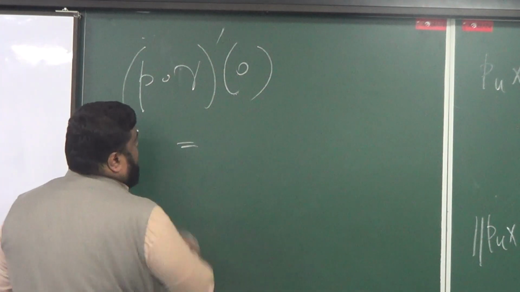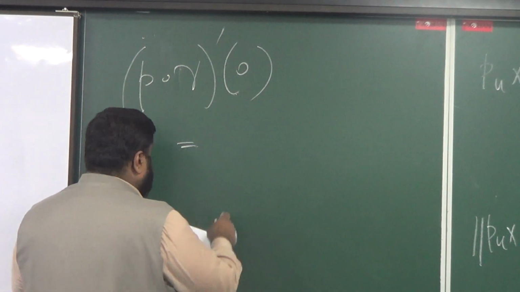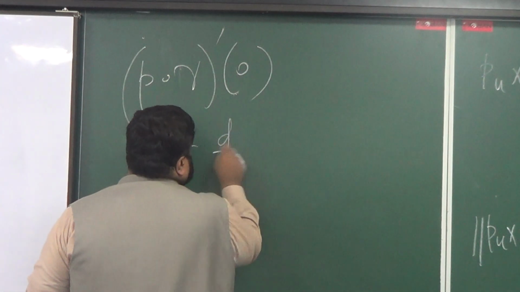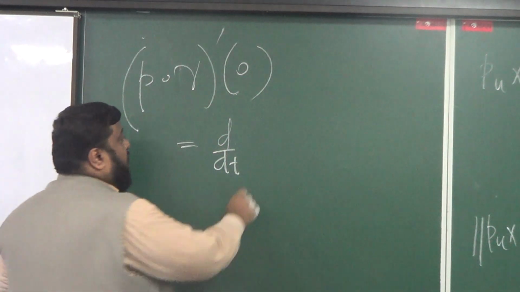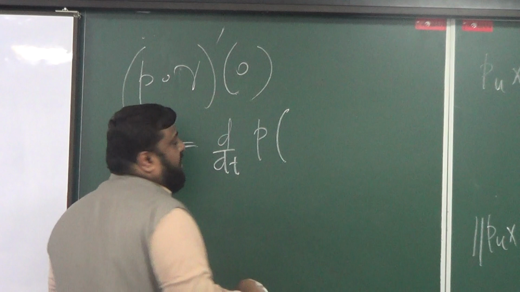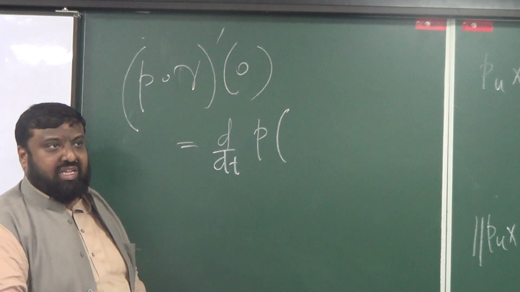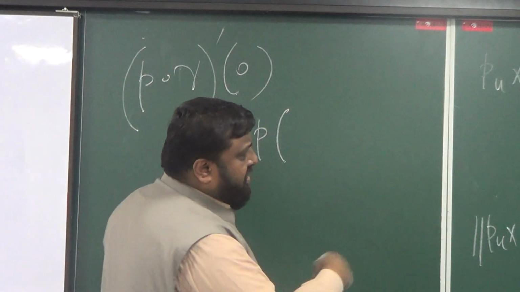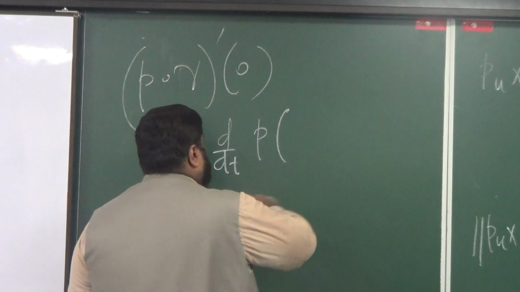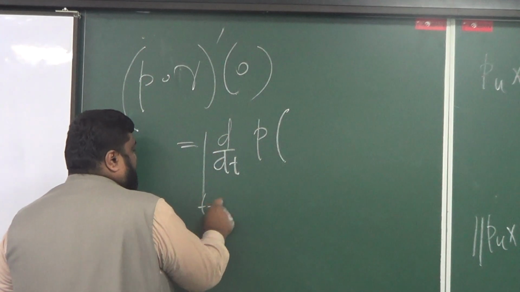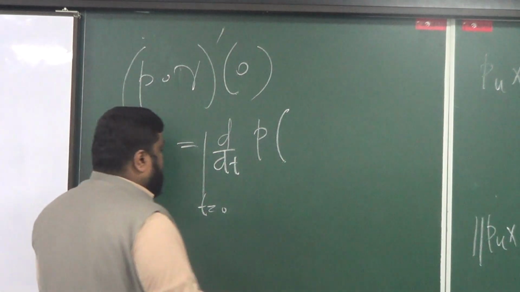So what would be p prime of gamma? The p prime of gamma can also be seen as the derivative with respect to time of p of gamma of 0. So what is gamma of 0? If you compute gamma of t and then substitute t equal to 0, first you need to compute it. So what are you going to get?